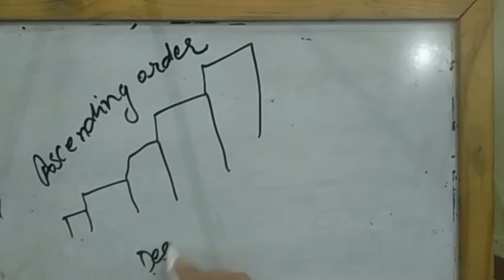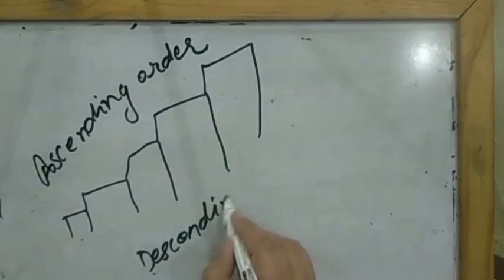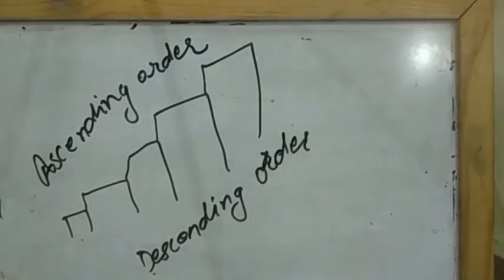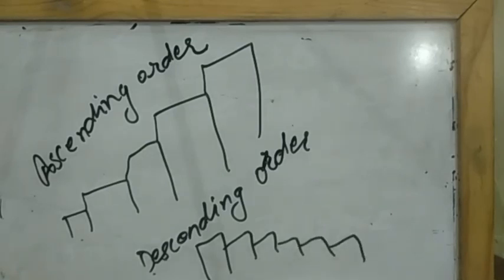And what do you mean by descending order? Descending order is from the larger number going to the smallest number. So you start from the largest number and then you keep on going to the smallest number. So this is descending order. So there are some numbers given, put them in ascending and descending order.